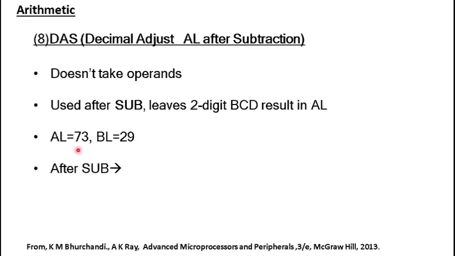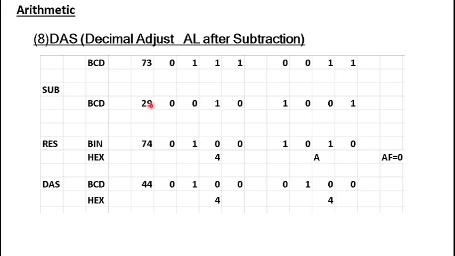Suppose that AL is having the BCD 73, that is 73 coded as packed BCD. Then suppose BL is having 29, again in packed BCD format, and we are issuing a subtract instruction in such a way that 29 is subtracted from 73. So let's see what we require and what we will actually get.